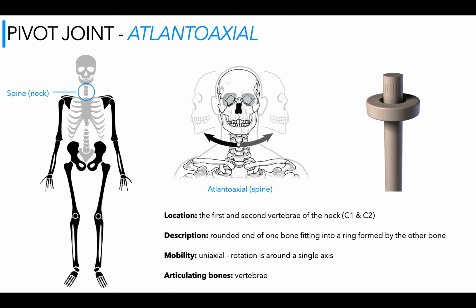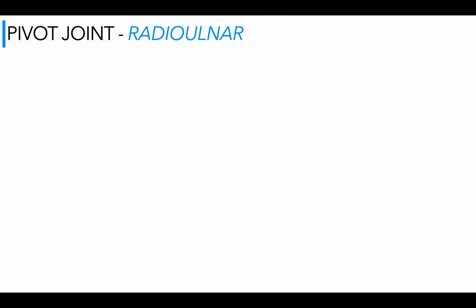And then the articulating bones are the vertebrae. Now obviously we need 2 vertebrae to make a joint, 2 or more bones as we know, but we just need to remember vertebrae, and if you specifically want to know, it's the cervical 1 and cervical 2. Now for the second pivot joint, we're going to focus on the radio-ulnar joint. That would be the joint name, radio-ulnar, joint type pivot.